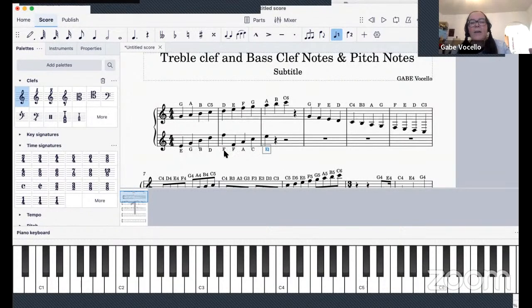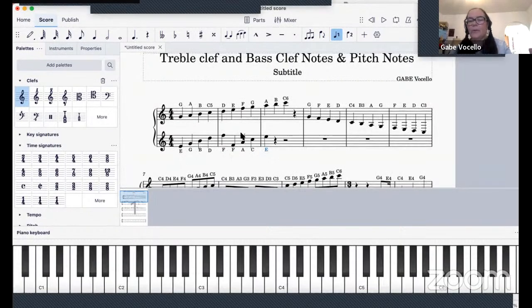So you have here two Fs. How do you know how to play those? This is F5. The next one is F4. E4, G4. Remember, G4 is the second line of the treble clef.